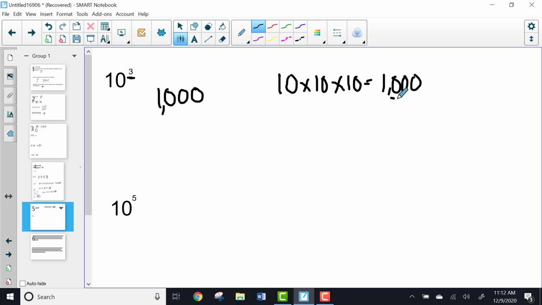Again, simple way to know this: 3 zeros, my exponent is 3. Okay, so pretty easy to understand this. 10 to the power of 5, I write my 1 down, followed by 5 zeros. 1, 2, 3, 4, 5. Pretty simple there for 100,000. So if I had 10 to the power of 87, I would write a 1, followed by 87 zeros. Okay, so that's something to understand whenever you're dealing with powers of 10 with exponents.